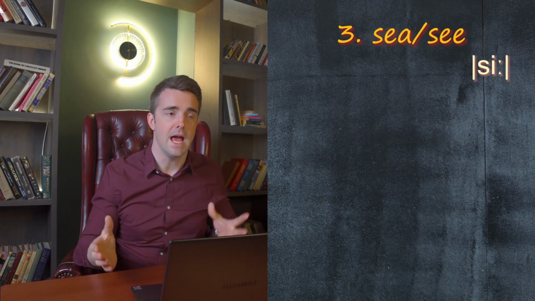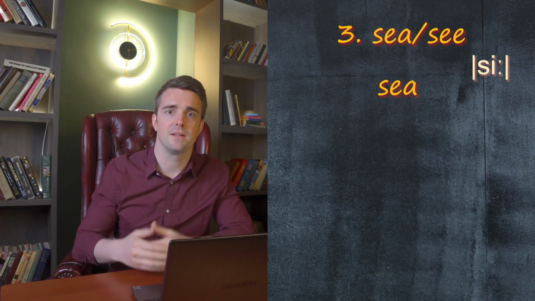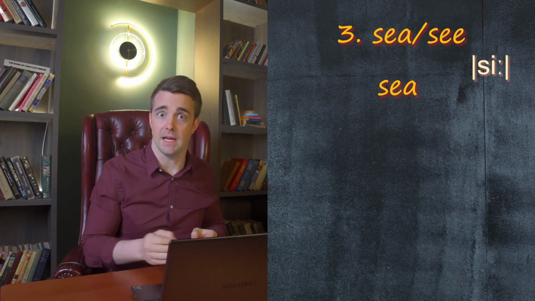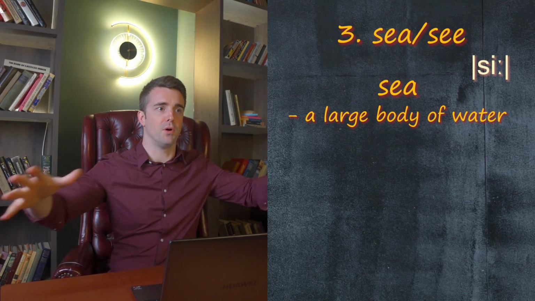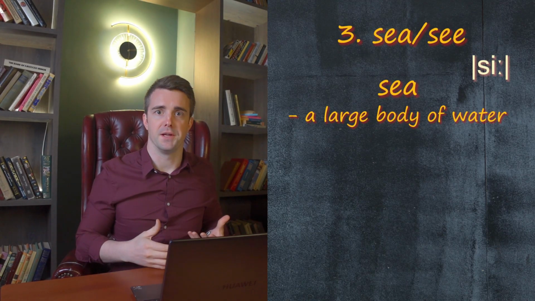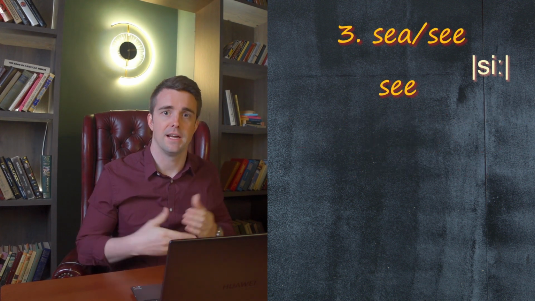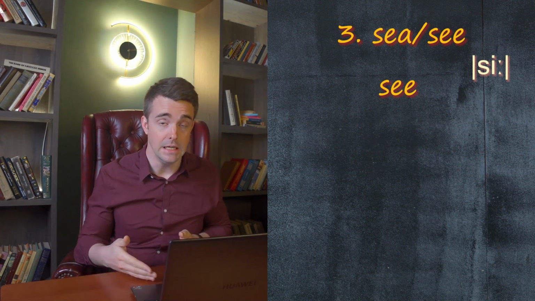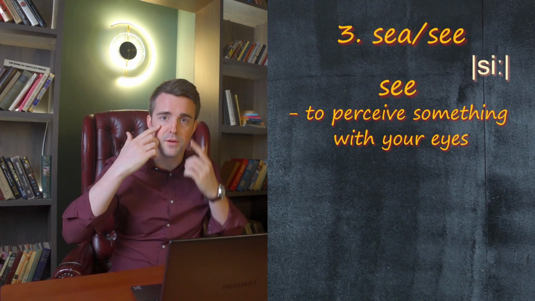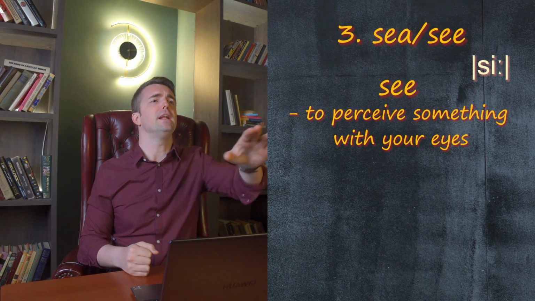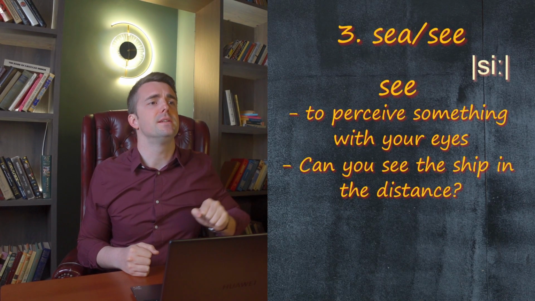Then we have sea and see. Well, sea with an A, S-E-A, is a large body of water. So, for example, the ship sunk in the Mediterranean Sea. Whereas see, S-E-E, is to perceive something with your eyes. So, for example, can you see the ship in the distance?